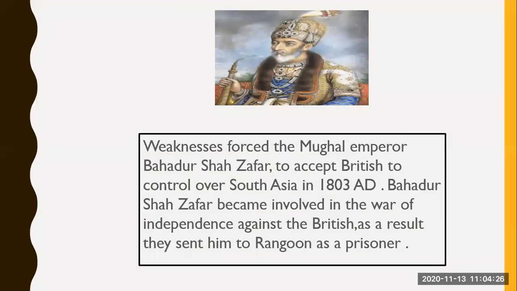So why did the Mughal Empire end? Weaknesses forced the Mughal Emperor Bahadur Shah Zafar to accept British control over South Asia in 1803 AD. Bahadur Shah Zafar became involved in the War of Independence against the British, and as a result, they sent him to Rangoon as a prisoner. Right? So this is how the Mughal Empire ended. Okay.